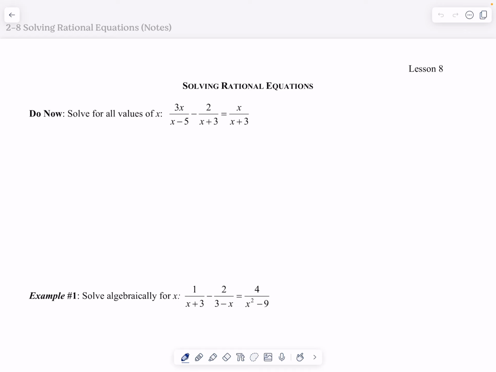Today we're going to take a look at Solving Rational Equations Lesson 8. So I'd like you to pause the video for a moment and try the do now, and then turn it back on so we can go over it.